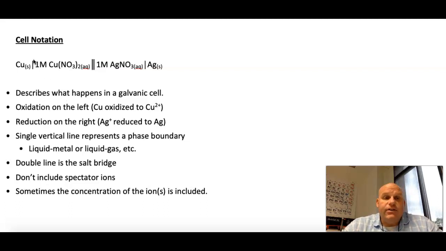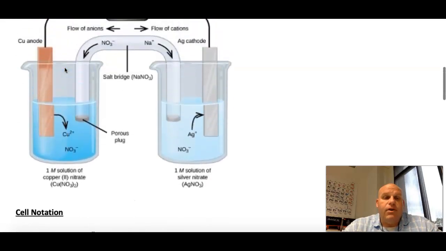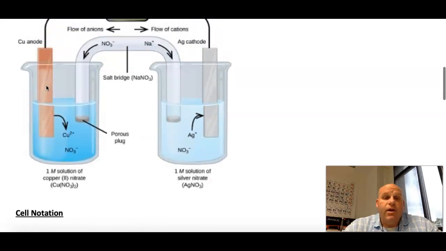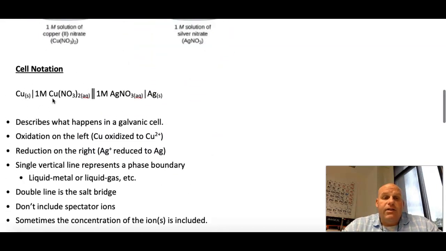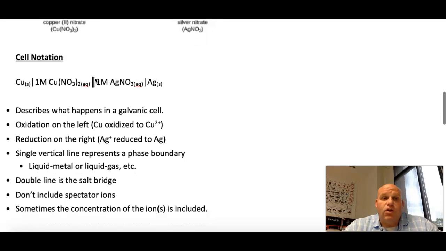Additionally, we have some lines here. A single line is a phase boundary, by which we mean the difference between liquid and metal. We have a metal anode in a liquid solution, and those two things, the metal and the solution, are separated by a single line. The double line in the middle represents the salt bridge, separating our two half cells. We should be familiar with that cell notation, either writing it, producing it, or taking a look at it and being able to separate out the two half reactions.